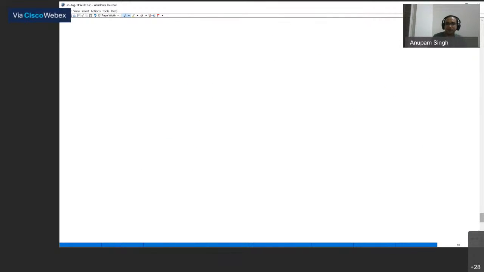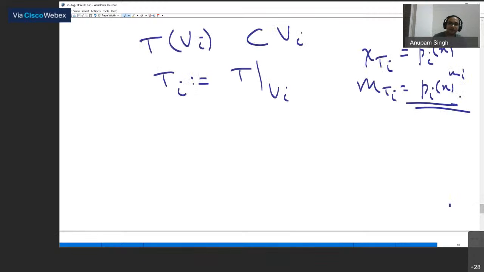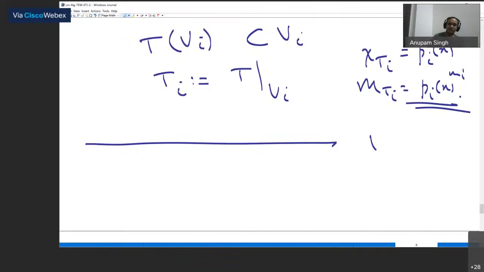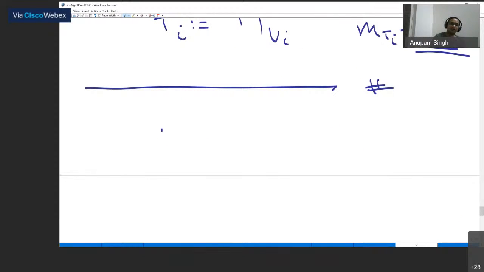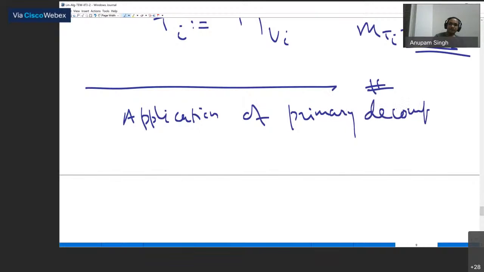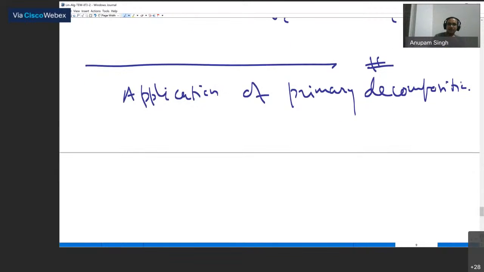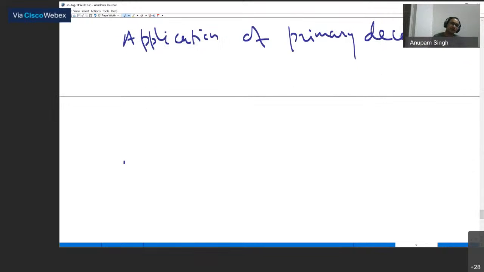And it's a very nice theorem. Let's try to apply this theorem and see what kind of results we can get. So this completes the proof of primary decomposition. Let's apply this theorem. So, applications of the primary decomposition theorem.